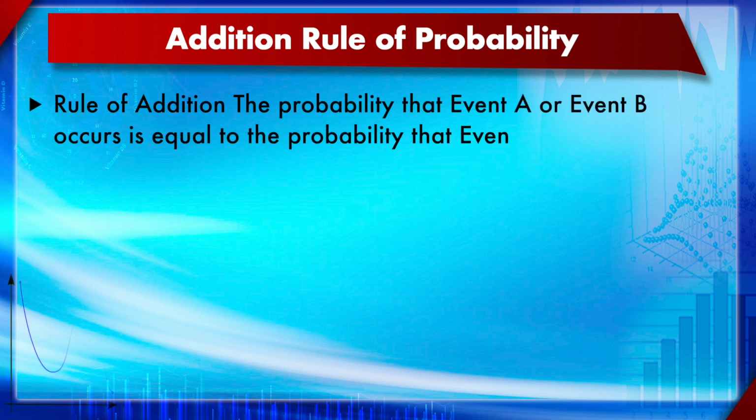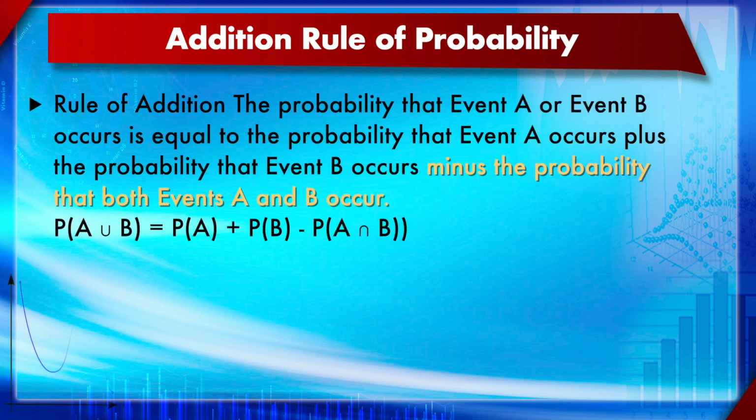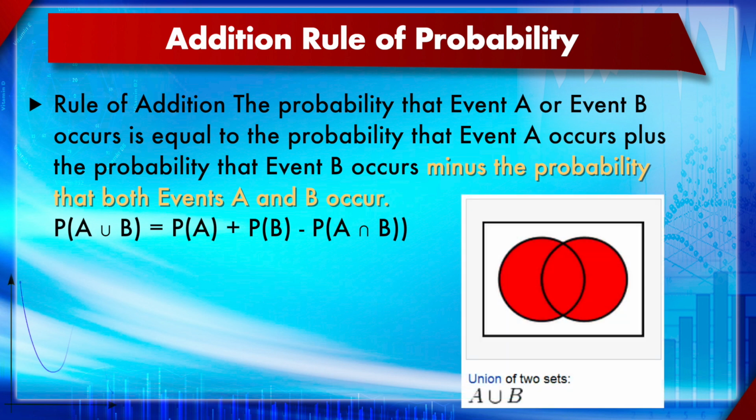So what is the first rule, the addition rule of probability? The rule of addition states that the probability that event A or event B occurs is equal to the probability that event A occurs plus the probability that event B occurs minus the probability that event A and B, that is the intersection, occurs. So the probability of A union B, where the symbol is U for union, is equal to the probability of event A plus the probability of event B minus the probability of event A intersection B.